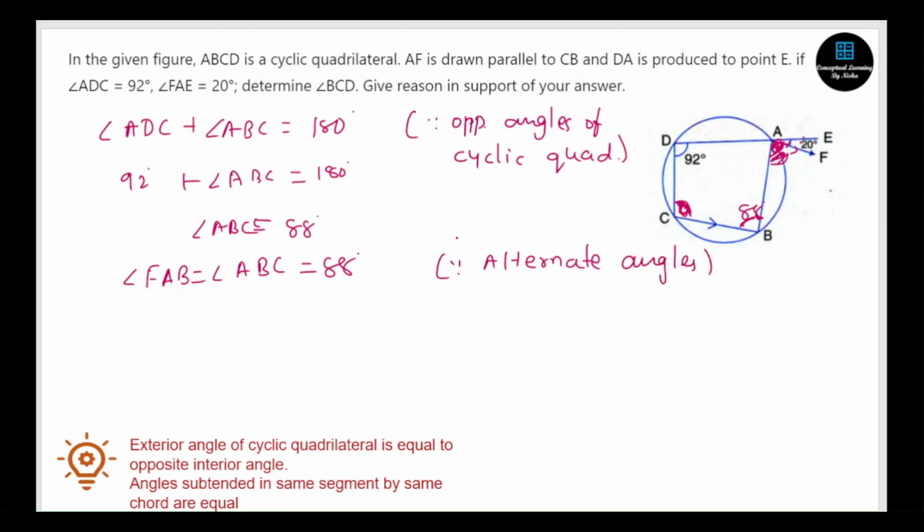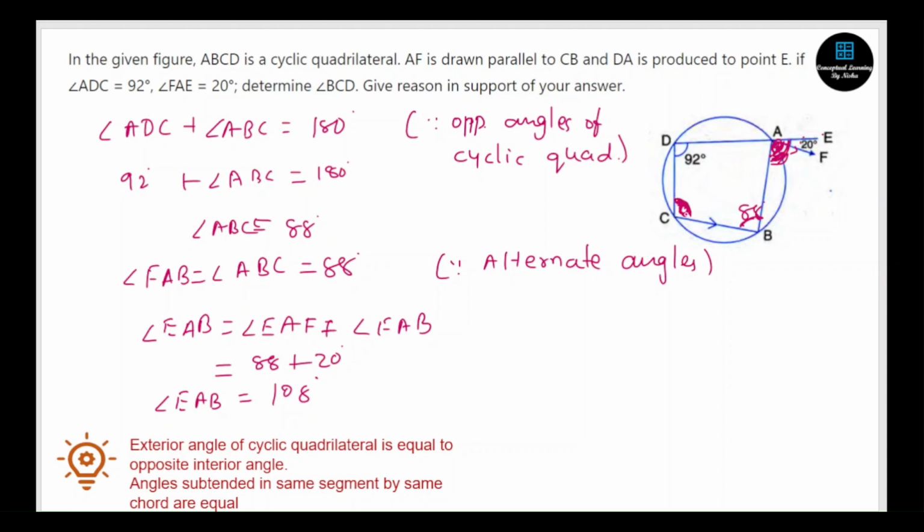So what can I say now? How much is angle EAB? Angle EAB equals angle EAF plus angle FAB. So this is 88 plus 20, and if you add them, you will get 108. Now this whole angle is 108.